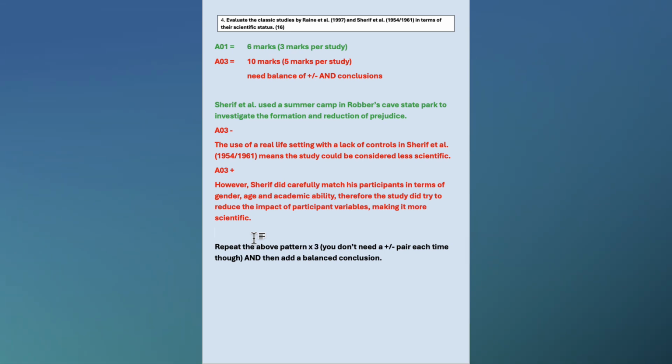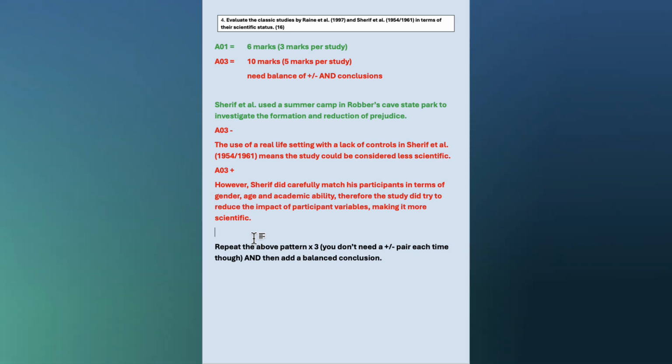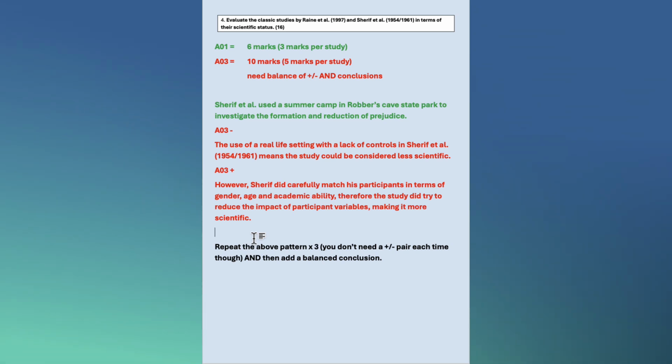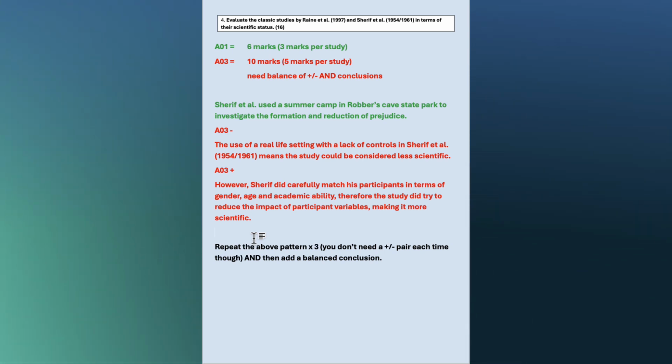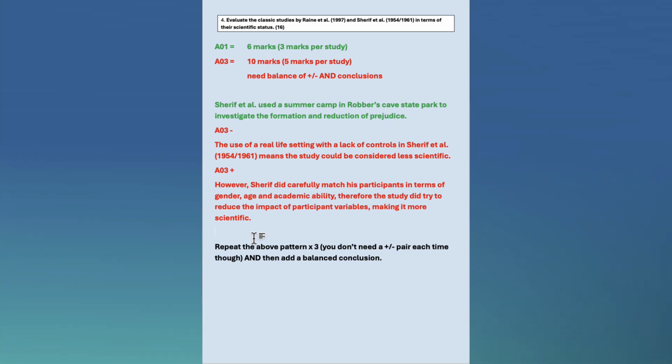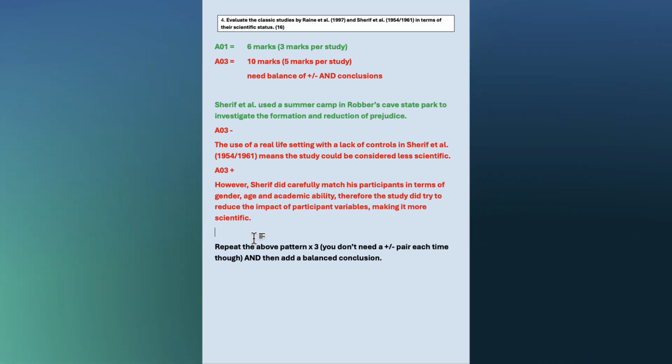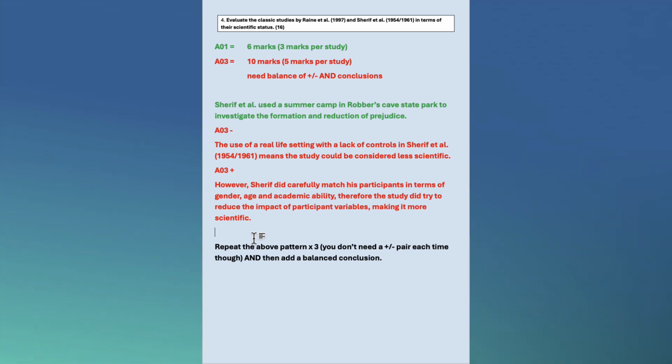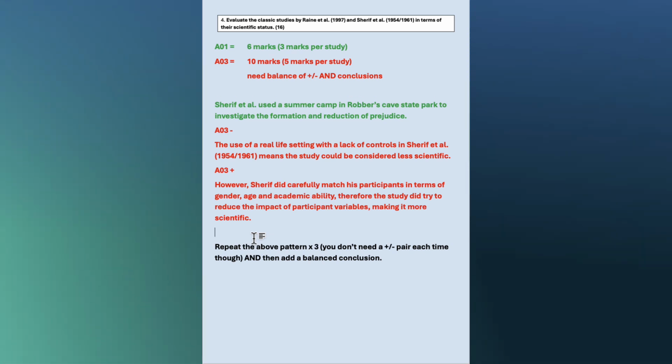If you do an AO1 and then an AO3 positive, and then an AO1 and an AO3 negative, that's okay. You can't always have a positive and negative. As long as you've got some strengths and some weaknesses, that's great. The more you can balance them against each other, that's even better. What you then want to do is add on a balanced conclusion.